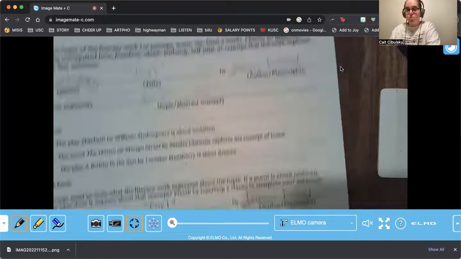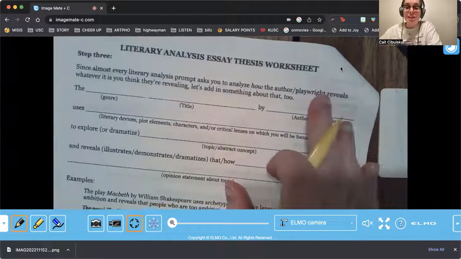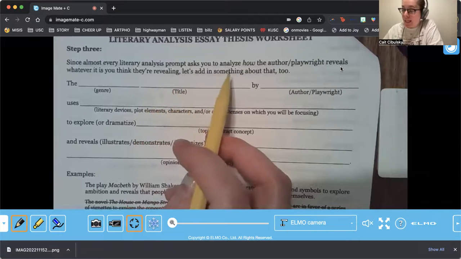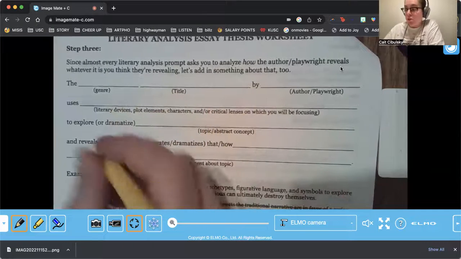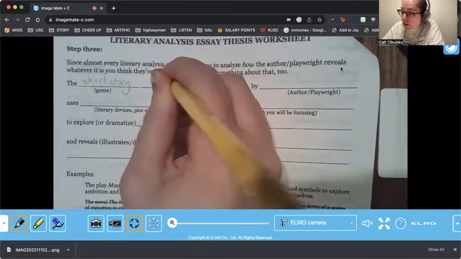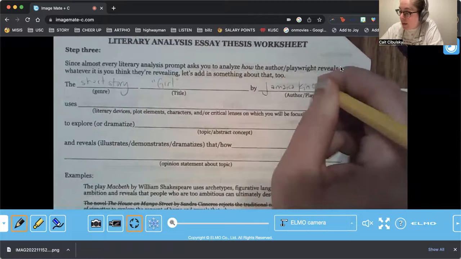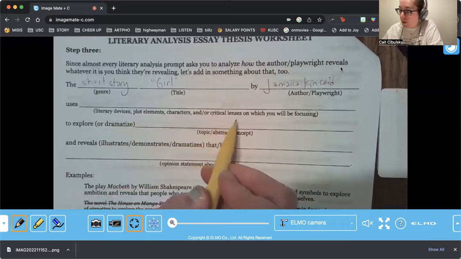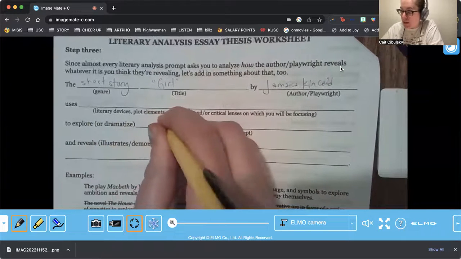Okay, let's flip the page to move to step 3. So again, we're going to keep what we wrote for step 2, but just add in more. Step 3, since almost every literary analysis prompt asks you to analyze how the author or playwright reveals whatever it is you think they're revealing, let's add in something about that too. The short story Girl by Jamaica Kincaid uses literary devices, plot elements, characters, and/or critical lenses on which you'll be focusing. I'm going to leave that blank for just a second to explore or dramatize. I said gender roles.